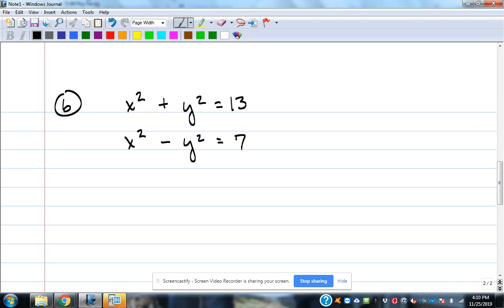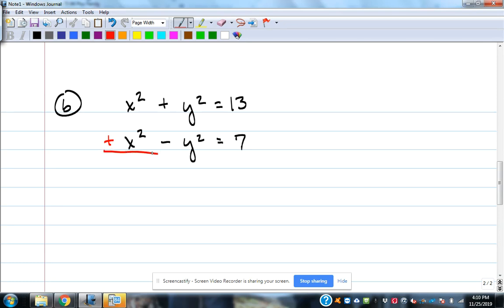And the way elimination works is you're trying to cancel out either the x squareds or y squareds or the matching pieces. Okay, so we have a positive x squared and a positive x squared. Well, they don't cancel each other out, but here we have a positive y squared and a negative y squared. They're opposites of one another, so they would cancel each other out if I add the two equations together.